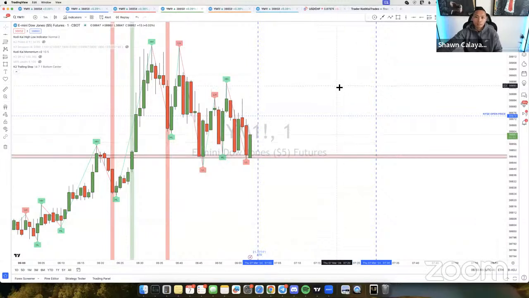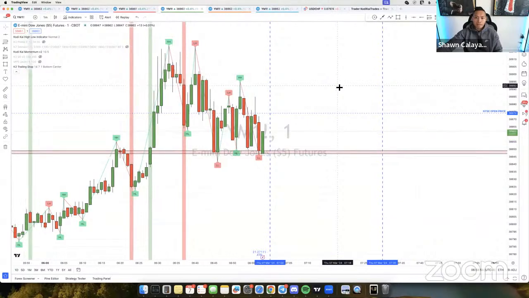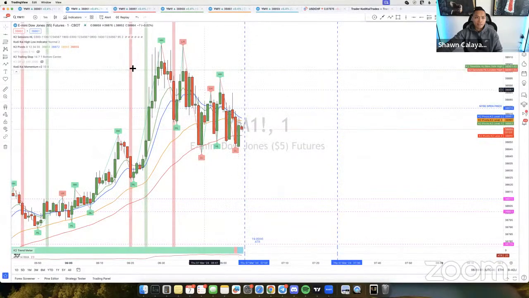But if something does come up, of course I'll have to take it, because I'm taking every entry that comes up. That's valid with regard to the breakout V3. There's no other opportunities here. The buy signal still hasn't come up.